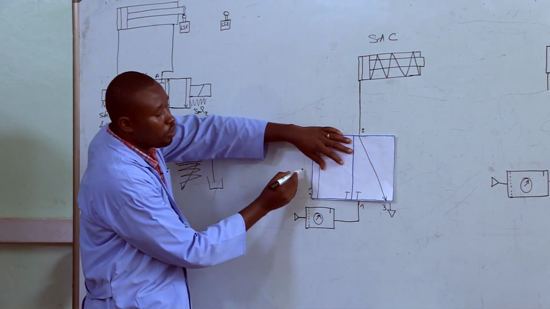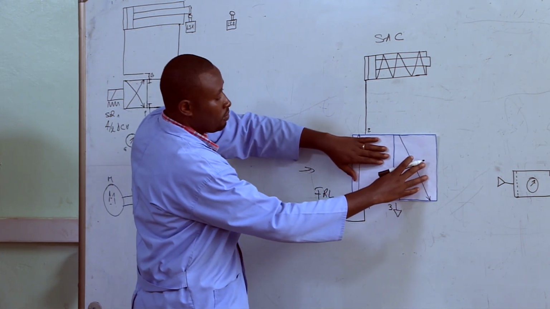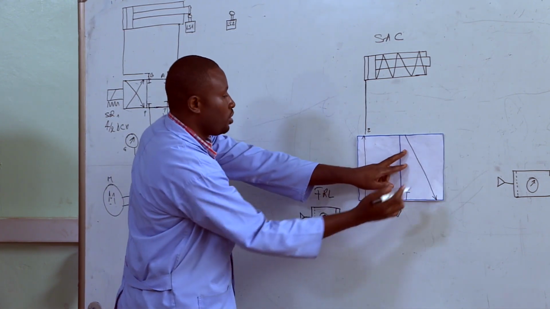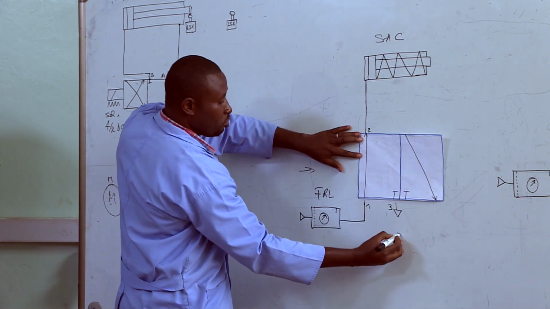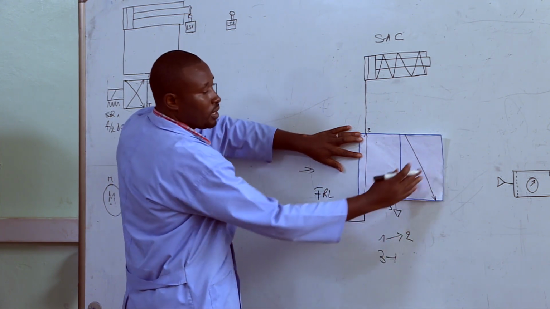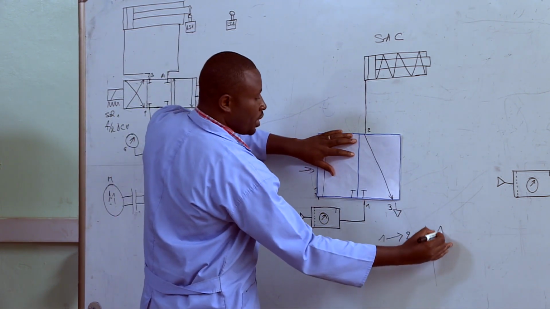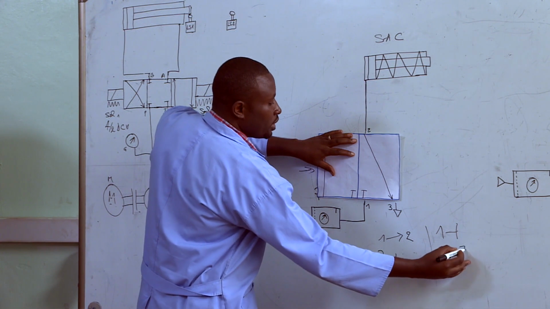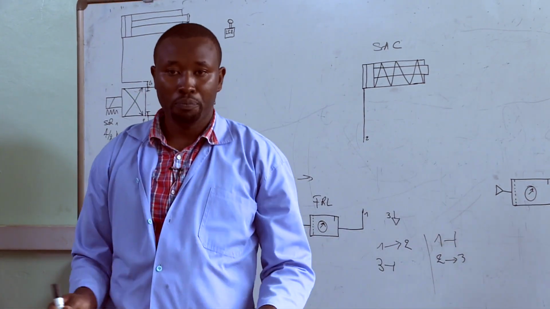In case you need to change a position, you can press here. Imagine that you are pushing it. It will have to slide up to here. And see what we have. This time, port 1 goes to port 2, and port 3 is closed, which is totally different from this position. Here, port 1 is closed, and port 2 is linked to port 3, which means it is exhausting the used air.